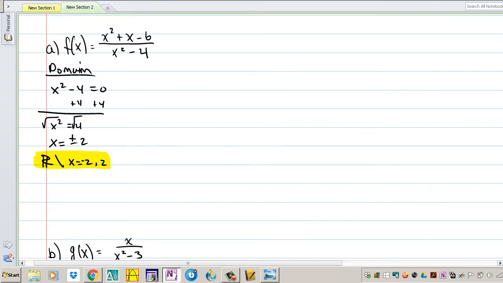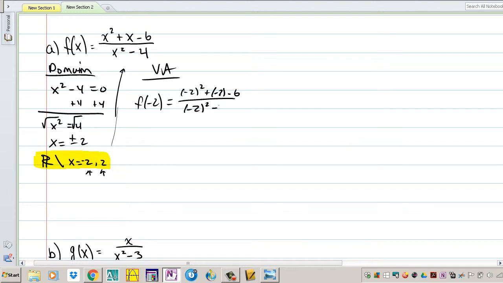Okay, so now let's go ahead and find vertical asymptotes, or VA, since VA is easier to write. Here's what I'm going to do. I'm going to plug in these two numbers into my original function and see what I get. Let me plug in the negative 2. I'm going to get negative 2 squared plus negative 2 minus 6.